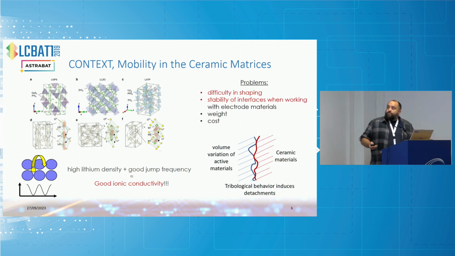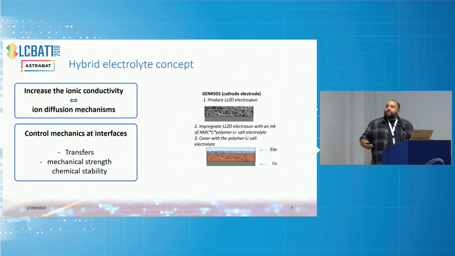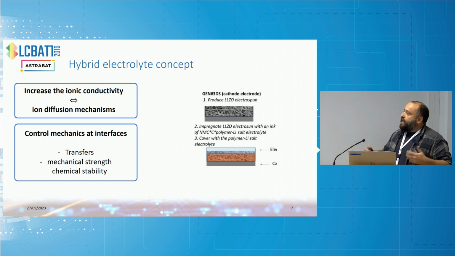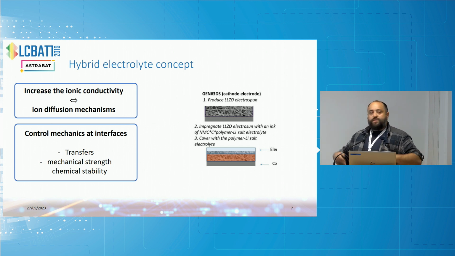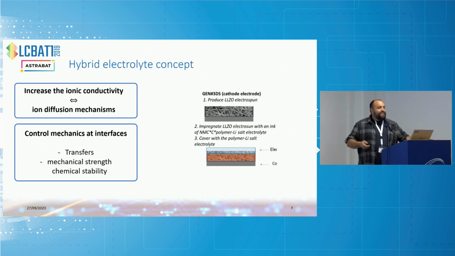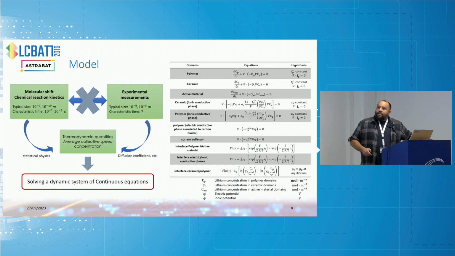But the problem of the ceramic is the tribology behavior at the interfaces with the active material. We have difficulty getting good stability at the interfaces. So the idea in this topic is to have a hybrid electrolyte, with the good diffusion property of ceramic and the good mechanical property of polymer at the interfaces. That is a very trivial stuff to explain the idea.